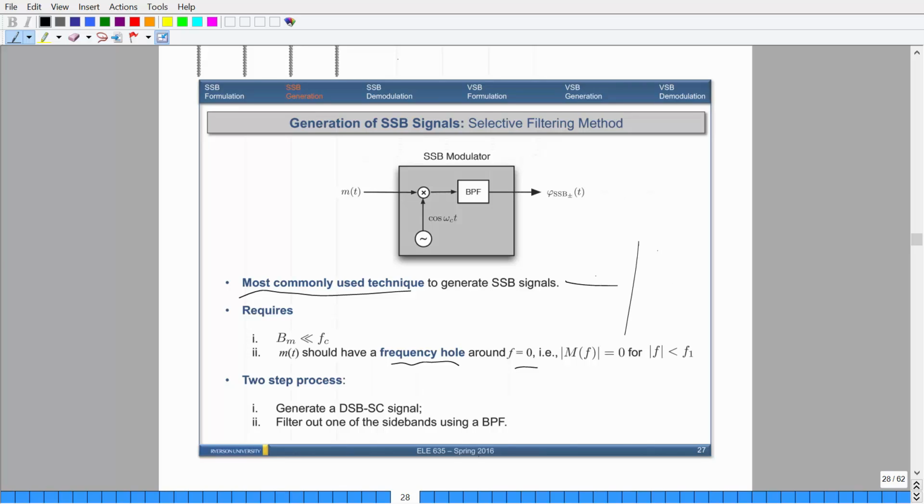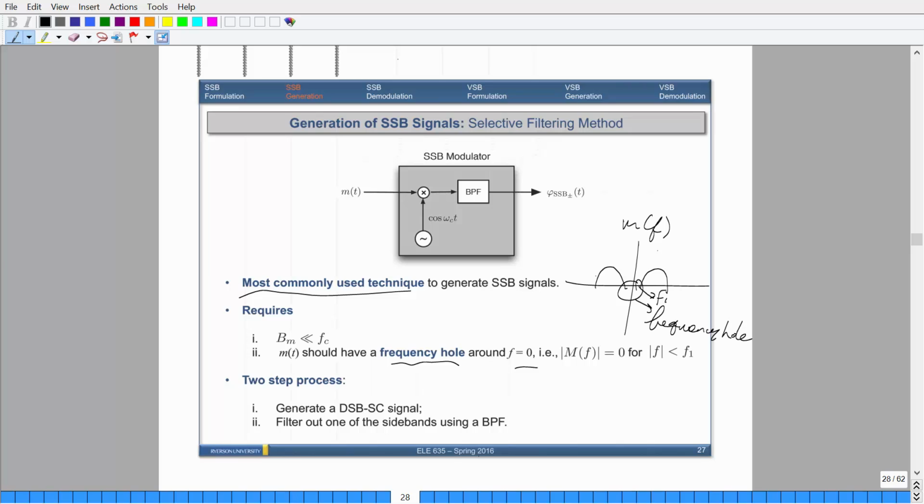So what I mean specifically is that your message signal would look something like this. Okay, this would be the spectrum of the message signal. So this here is what is known as a frequency hole. From 0 up to some frequency, which we'll call f1, there should be no frequency content, but the rest of it should have content. Okay, and I'll talk about why this is important very soon. But this is one of the criteria you have to impose when you want to generate single sideband signals using selective filtering.